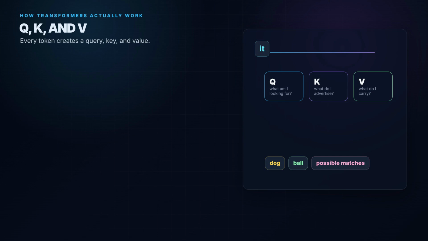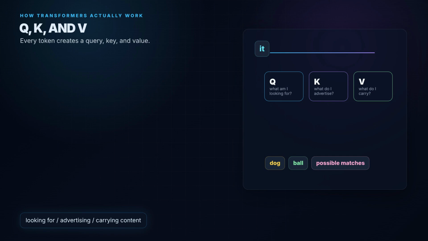The word "it" is a good example. In our sentence, it is looking for the thing it refers to. The keys for dog and ball both compete as possible matches. The value vectors contain the information that would be copied forward if a match is strong. These are learned projections, not handwritten rules. During training, the model learns what questions are useful, what keys should match, and what information should flow through values.